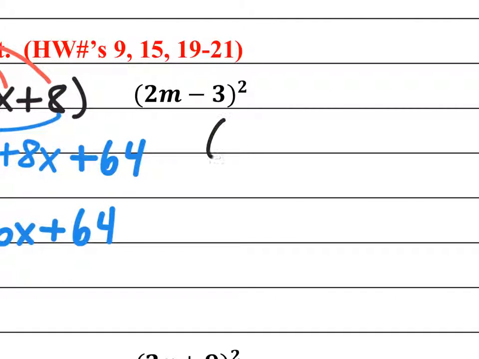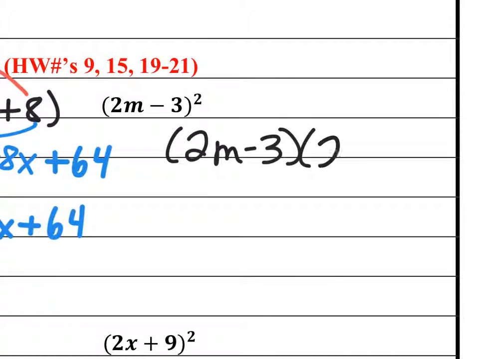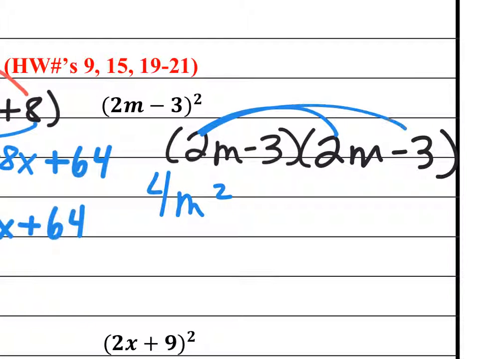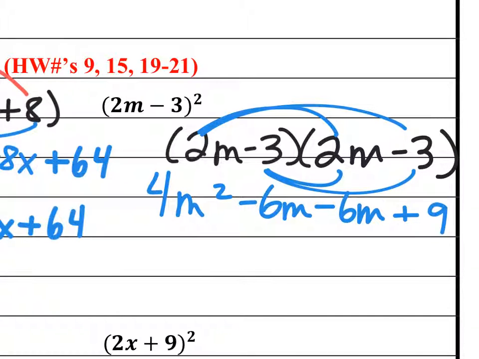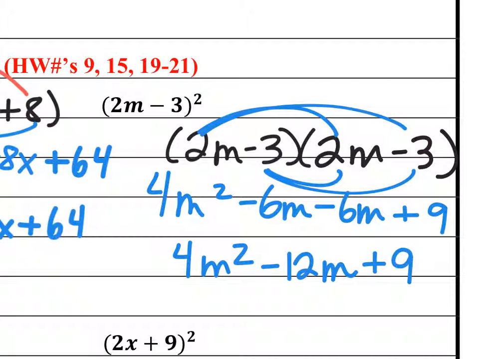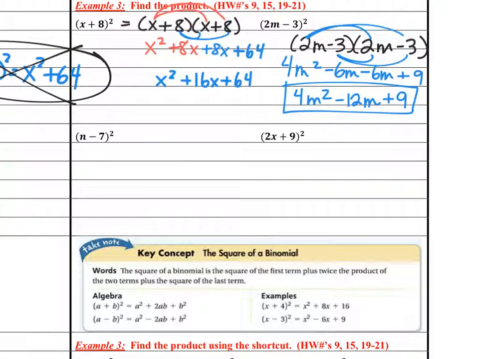That is 2m minus 3 twice. You're not doing power to a power. Go ahead and double distribute, FOIL, multiply each to each. You do end up getting 4m squared minus 12m plus 9.